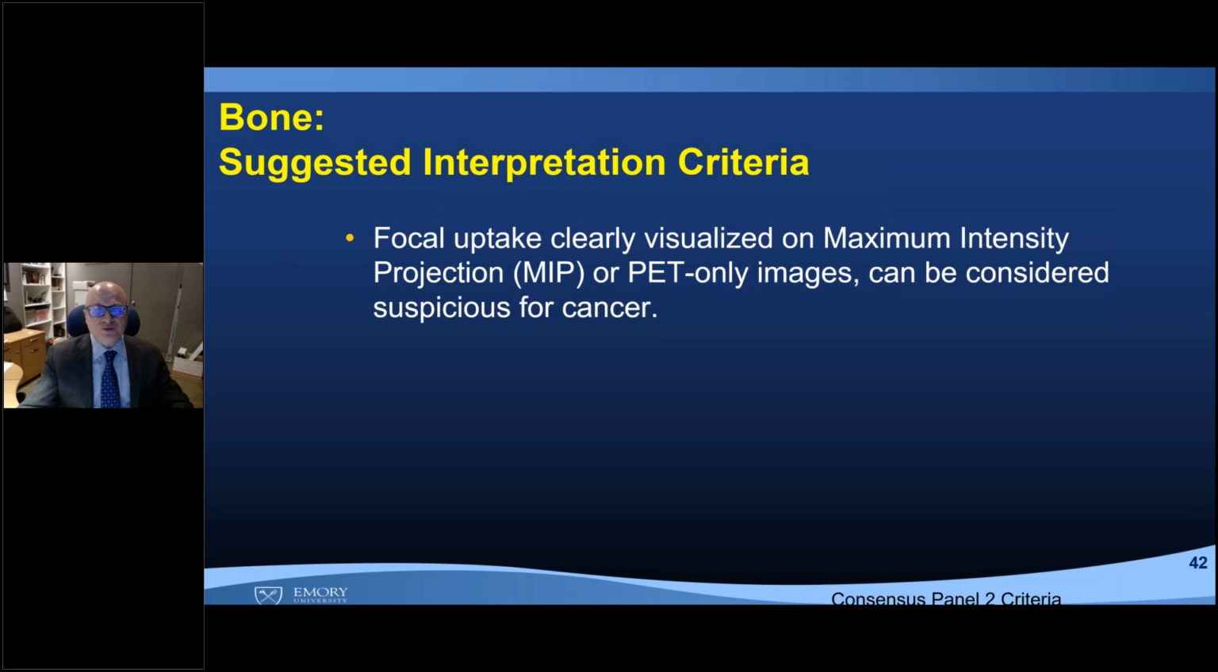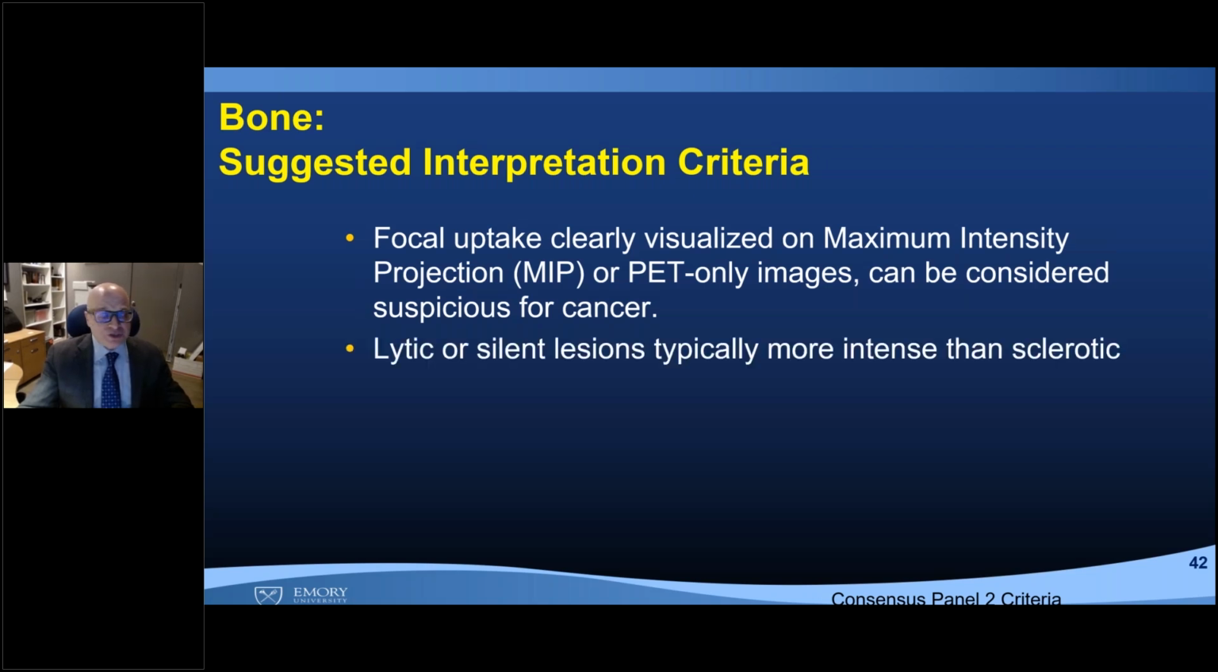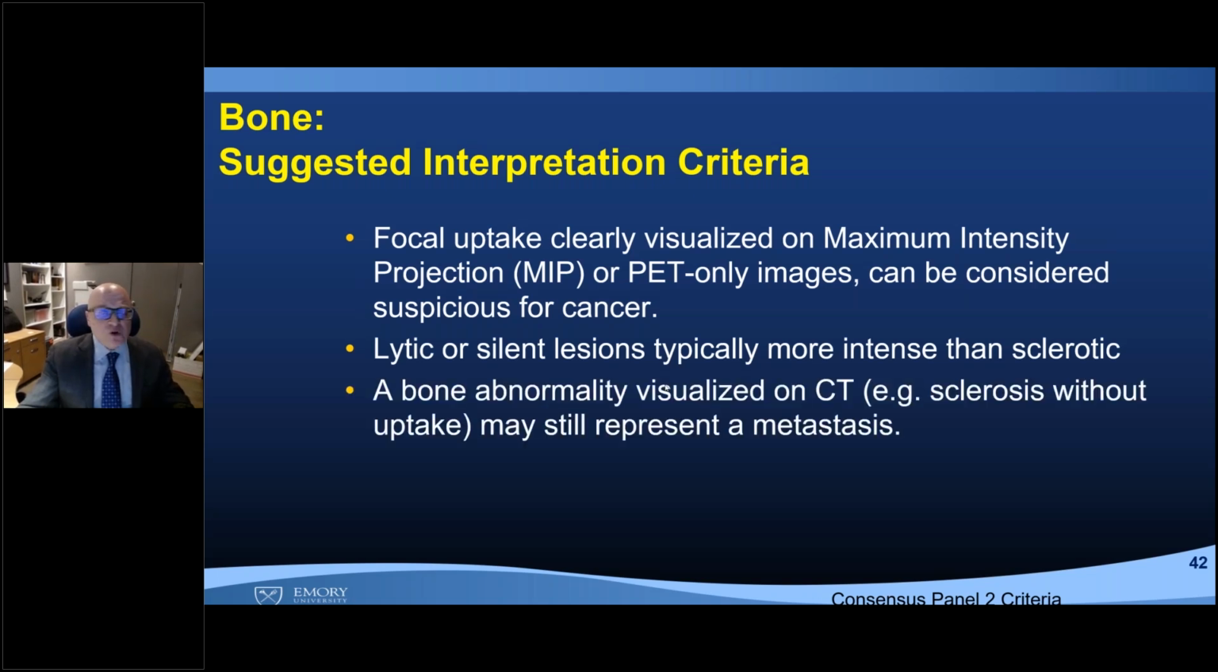Moving on to bone. Because there's more marrow heterogeneity, you want to see your uptake on the MIP images. The PET-only images can also help you. Lytic or silent lesions are typically more intense than sclerotic lesions, and a bone abnormality visualized on CT only, like an indolent sclerotic dense lesion, may still represent a metastasis.